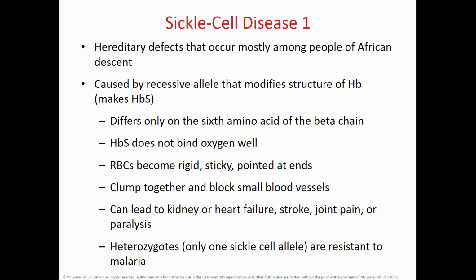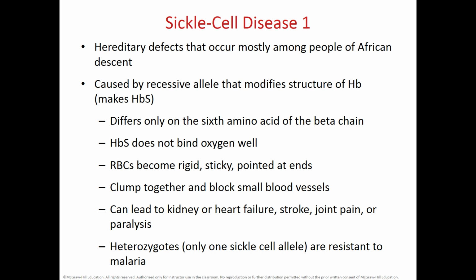Another problem will be sickle cell disease, a disorder of the production of the red blood cells. In this case, this is a hereditary defect that happens mostly among people of African descent, and the person will have a mutation in the gene that codes for the protein hemoglobin. This is caused by a recessive allele. We will see this more than likely towards the end of the semester or the course.